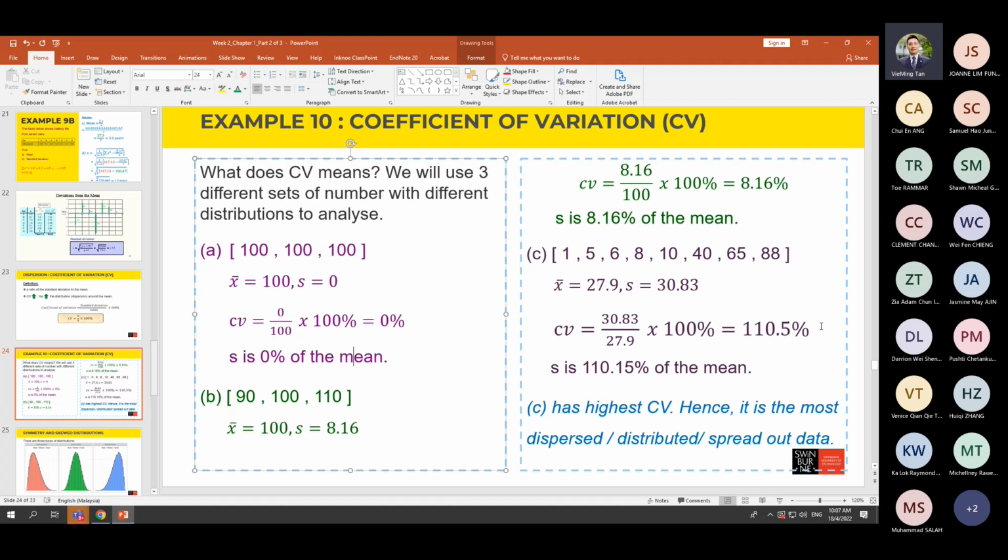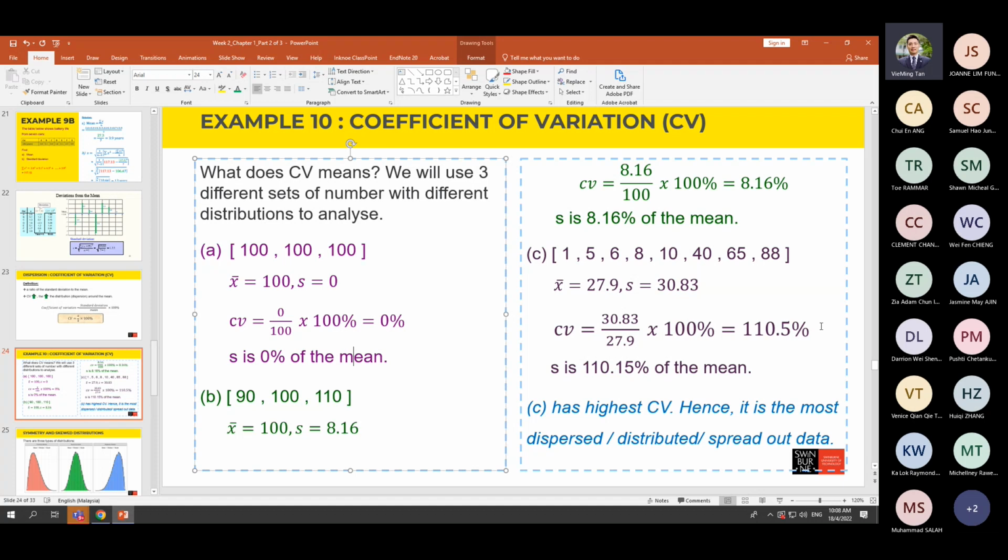Then some students may ask, since we have learned quite a number of measurements, such as standard deviation and CV, which measurement is the best to be used to compare the dispersion of the data distribution? Then the answer is CV. If the question is asking you to compare which data is more dispersed or more varied or more consistent, try to use CV. Don't use standard deviation. Remember, use CV to do comparison.